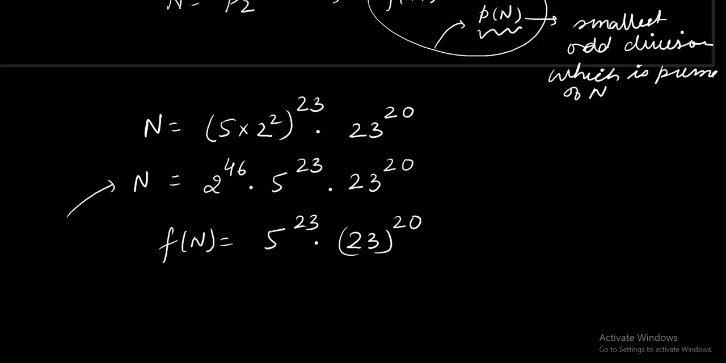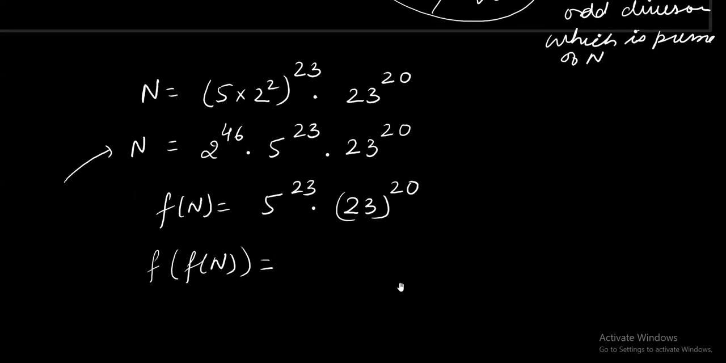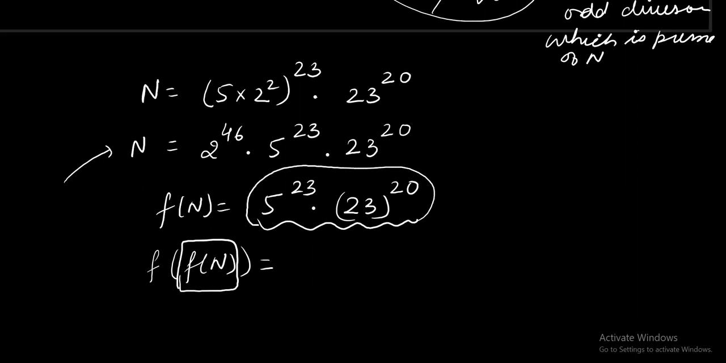But we don't have to stop here. We also need to calculate the value of f of f of n. So let us proceed step by step. Now I will be trying to get the value of f of f of n. How are you going to get it? Now the number f of n is an odd number. So if you need to find out the largest odd proper divisor of this number, what are you going to get?